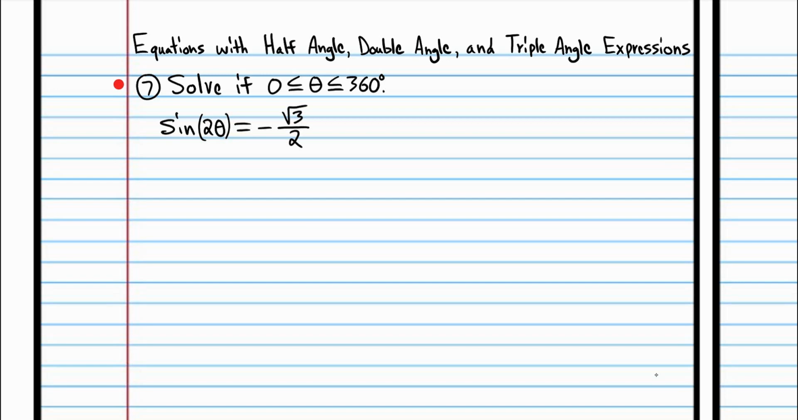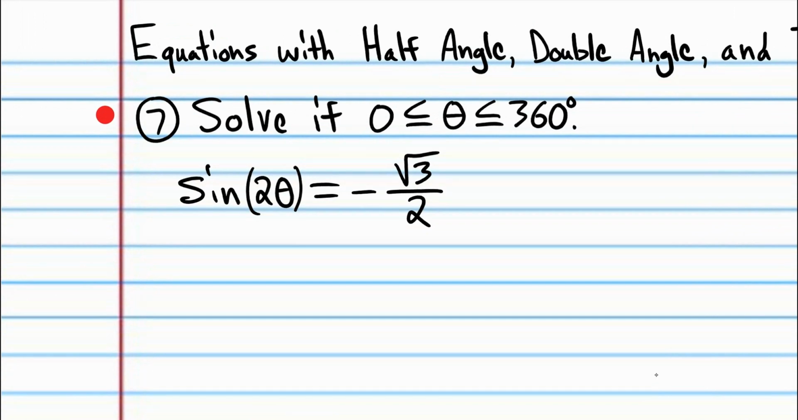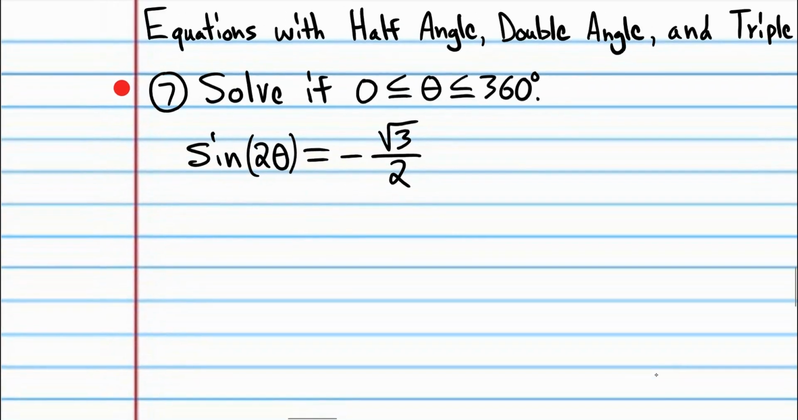And now we're going to go to equations with half angle, double angle, and triple angle expressions. We have an equation here, but notice that there's something different. Instead of theta in the function, we have 2 theta. We haven't seen that yet. So what we're going to do is we're going to ignore this 2 theta. We're just going to ask, what angle do we plug into this function to produce this ratio?